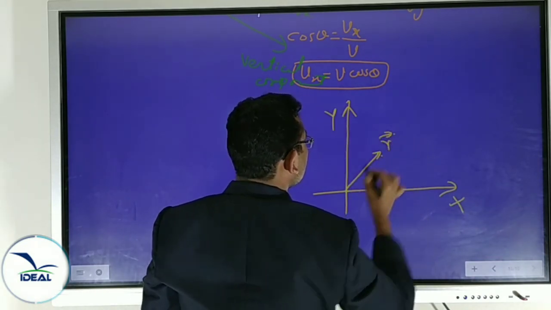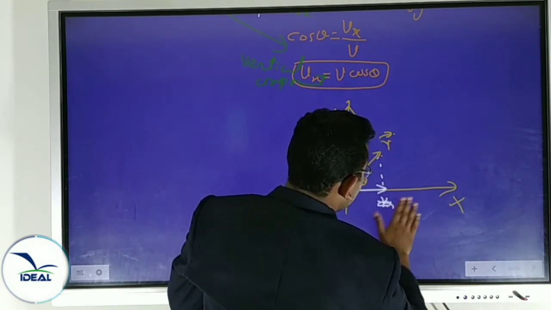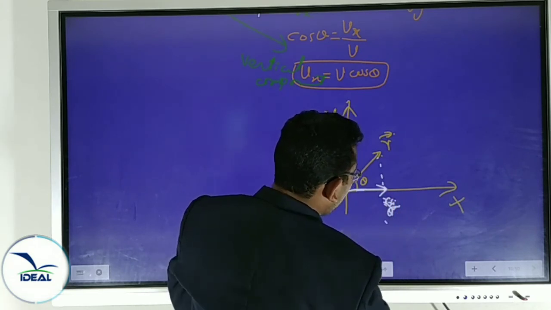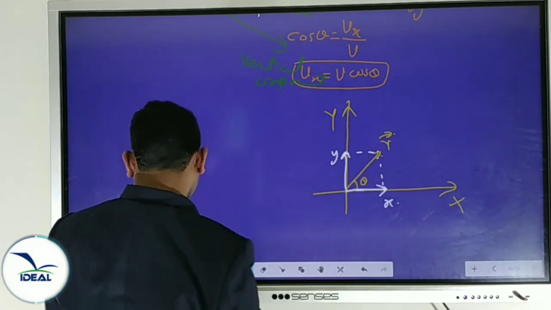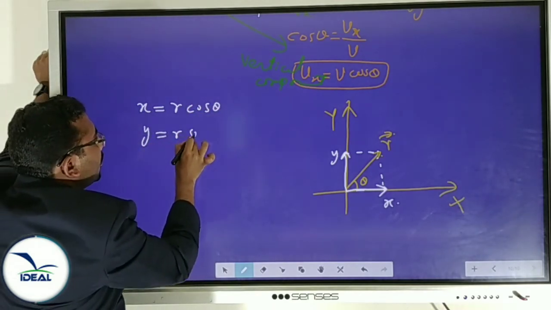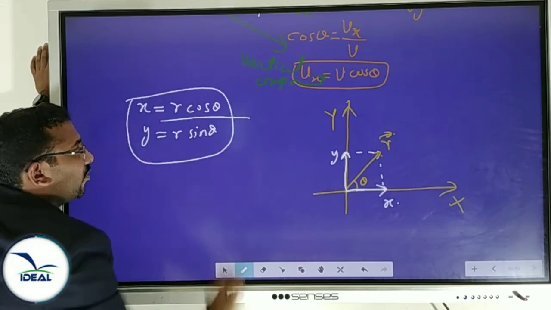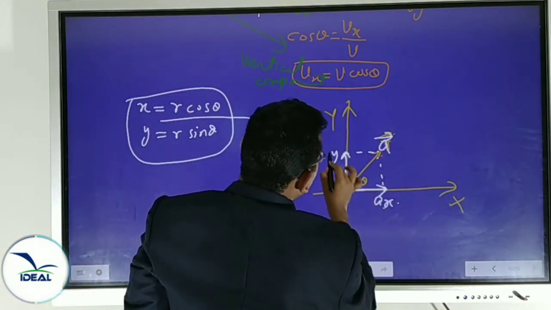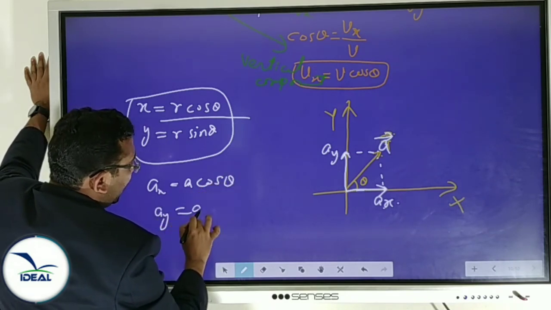Suppose it is acceleration or a position vector. First we study the position vector. This is the position vector R, at angle theta, split into Rx, or simply X, and Y. Position vector components we can just denote X and Y. Then X equals R cos theta, the horizontal component, and Y equals R sin theta, the vertical component. In two dimensions, if it is acceleration a, then this is ax and this is ay. Ax equals A cos theta, and ay equals A sin theta.